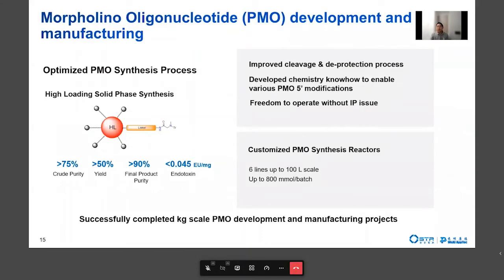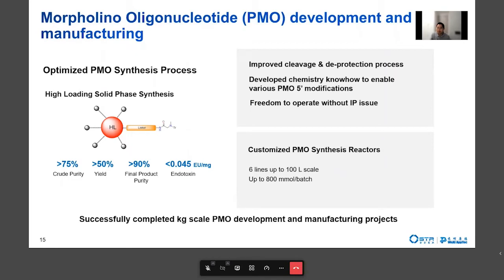Another type of oligo molecule is called PMO. Due to the high cost of PMO monomers, we developed our own higher loading resin linkers to use fewer equivalents of monomers while maintaining a high purity crude product. This has dramatically helped to reduce the manufacturing cost for this type of molecule.